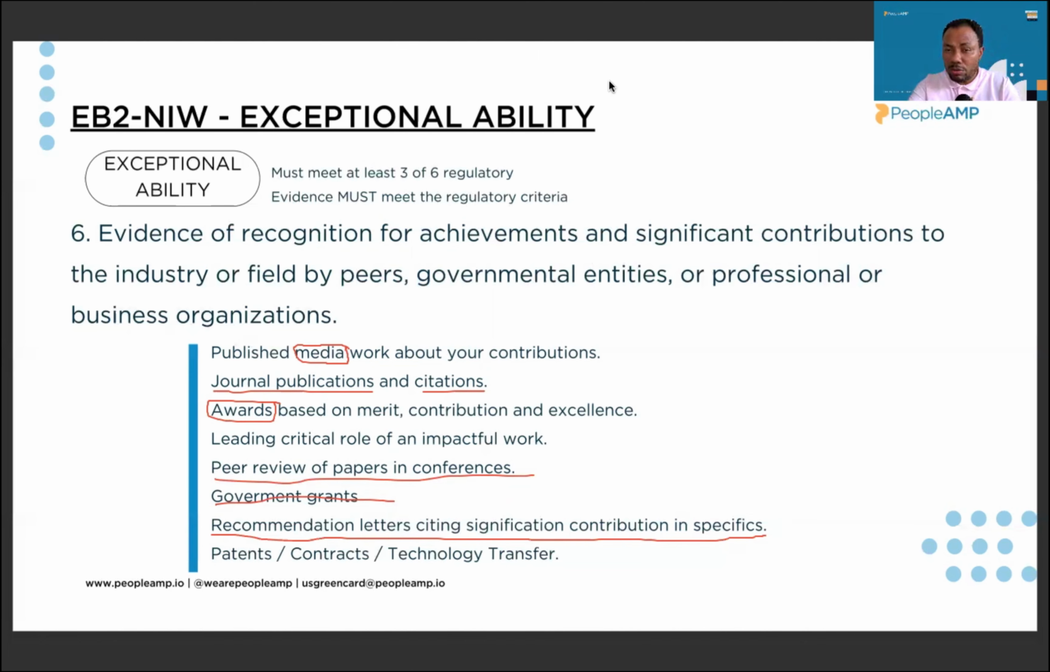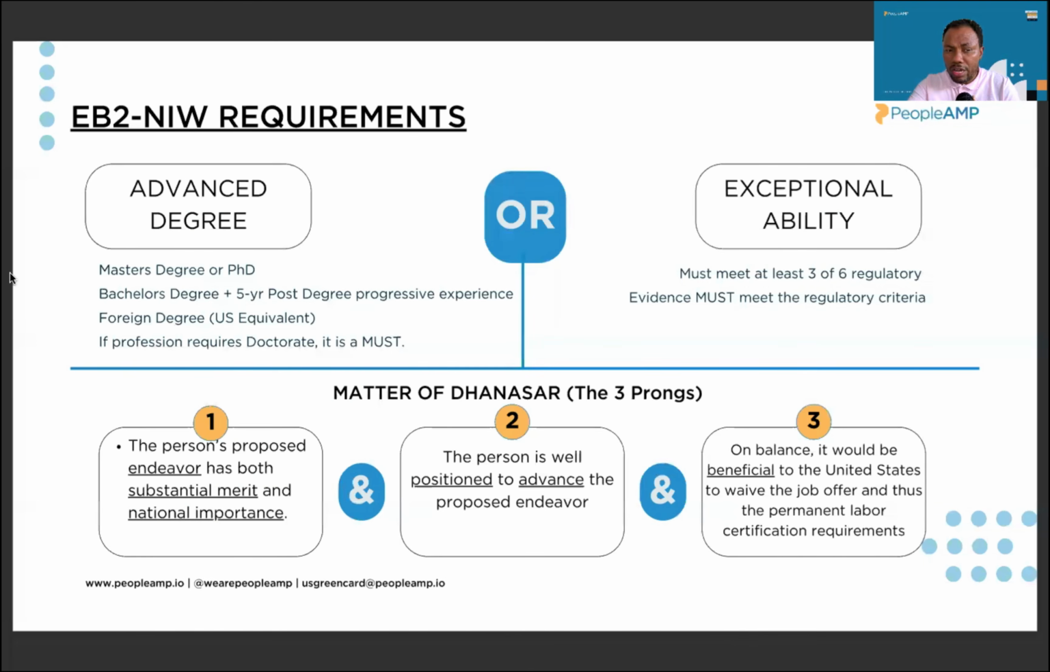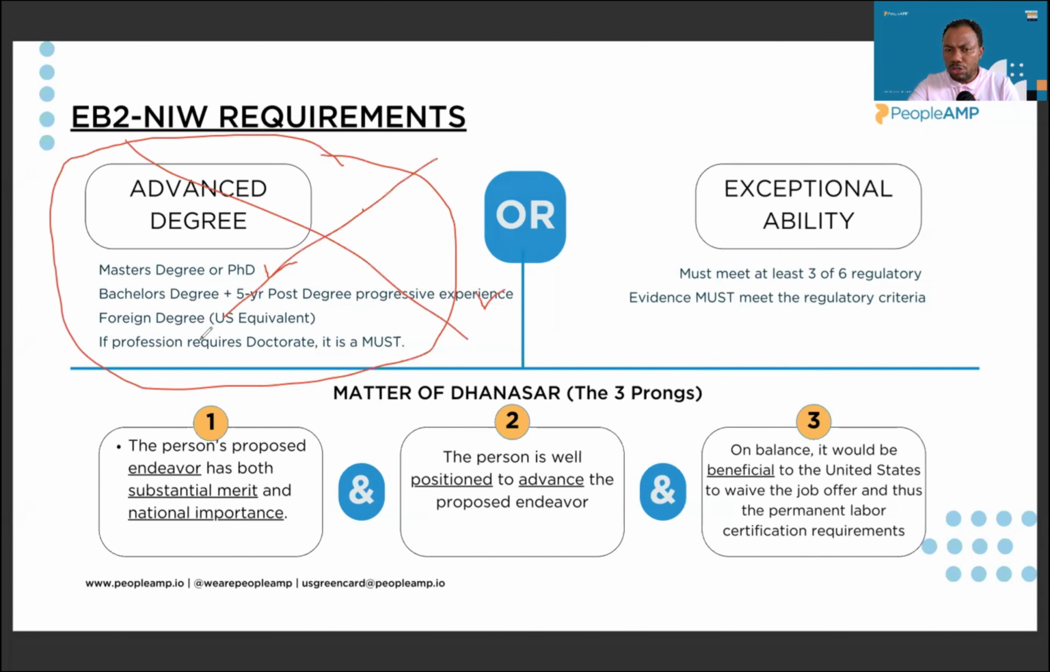Remember, once again, what we've talked about, if I want to talk about the summary of your conversation, it's all about you proving an advanced degree, which you do in two ways. Number one, master's or PhD. Number two, bachelor plus 5 years experience. If you don't have this as an example, what do? You can prove exceptional ability, right, by proving 3 out of the 6 regulatory criteria.